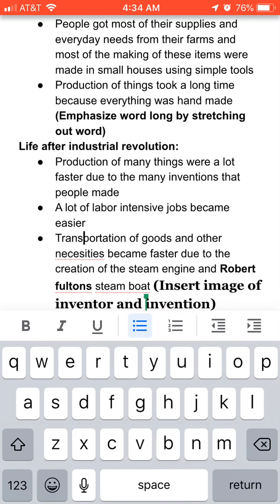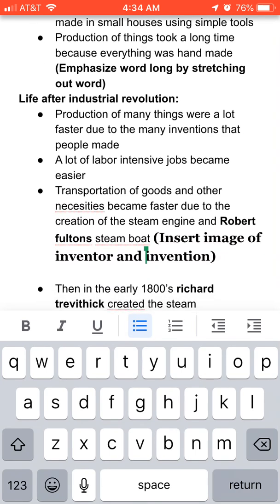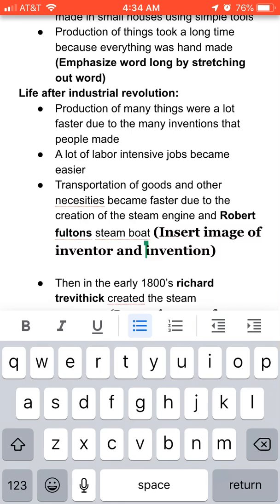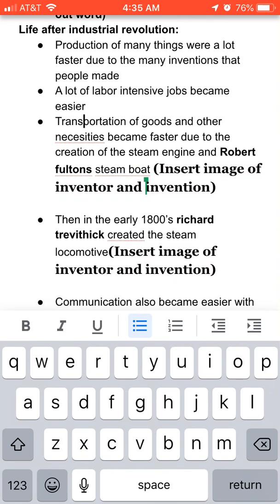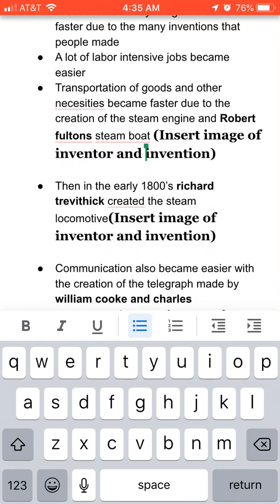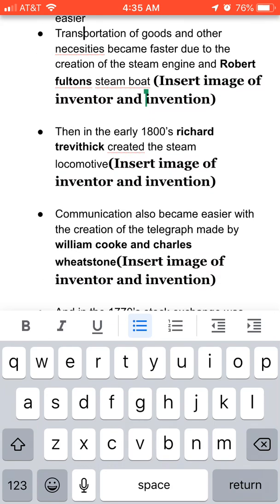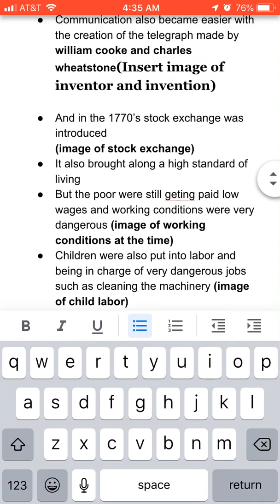Life after the Industrial Revolution. The production of many things was a lot faster due to many inventions that people made. A lot of labor-intensive jobs became easier. Transportation of goods and other necessities became faster due to the creation of the steam engine and Robert Fulton's steamboat. Then in the early 1800s, Richard Trevithick created the steam locomotive. Communication also became easier with the creation of the telegraph made by William Cooke and Charles Wheatstone. And in the 1770s, the stock exchange was introduced.